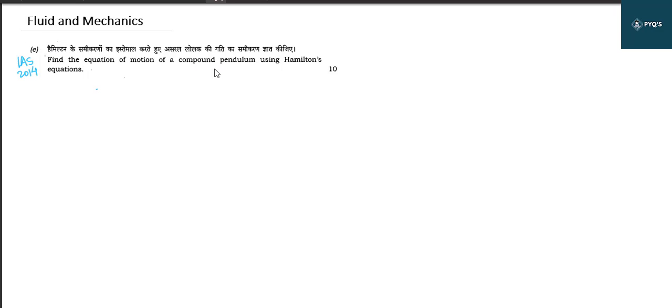This is the first lecture. This question came in IES 2014. Find the equation of motion of a compound pendulum using Hamiltonian equation. Now, if you know about these equations, it's okay. If you do not know, then you have to study because there is no other way.